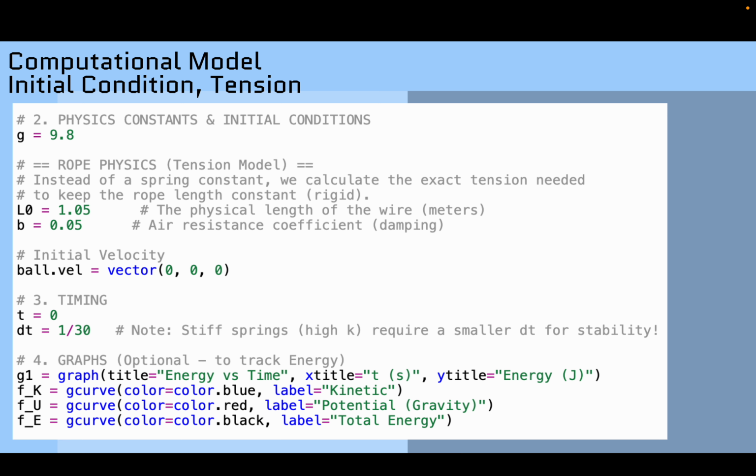If you look at the initial condition and tension in the computational model, since the ball, which is the mouse, started at rest, the initial vector is 0, 0, 0, 0, and the length from my hand to the center of mass of the mouse was 105 centimeters, which is 1.05 meters.